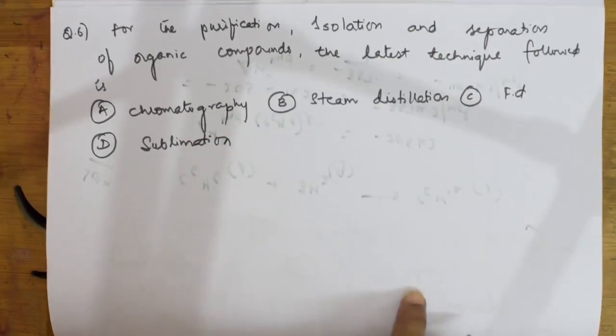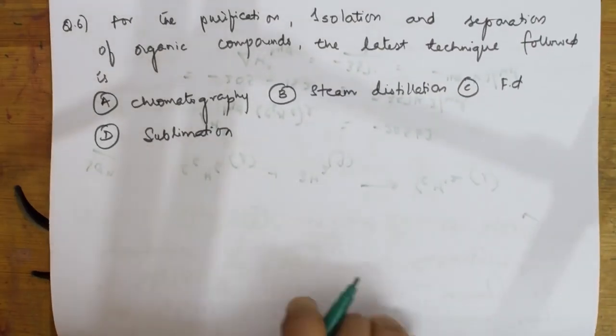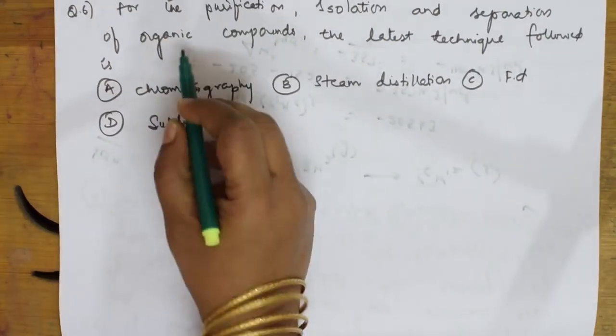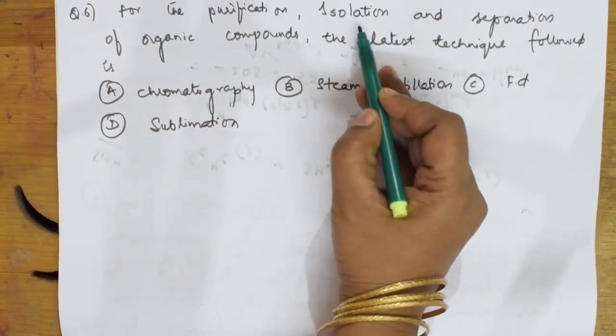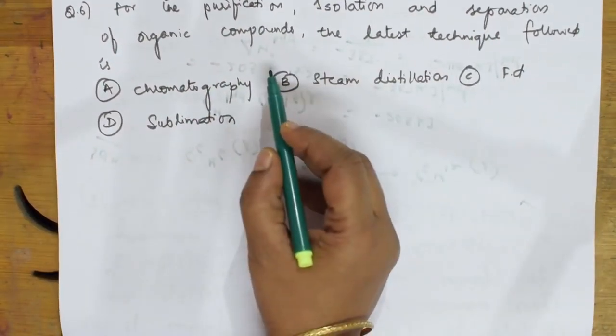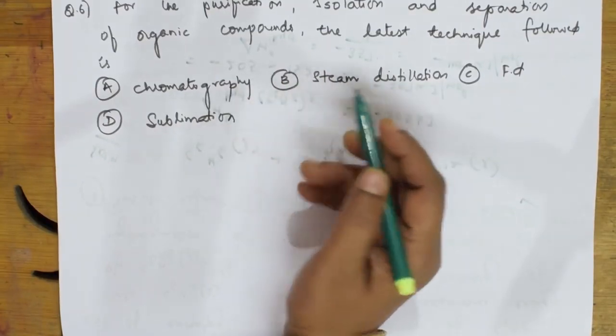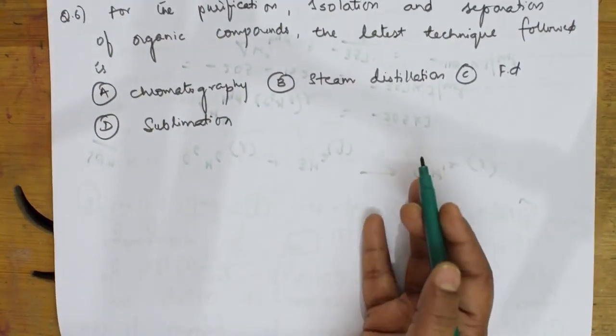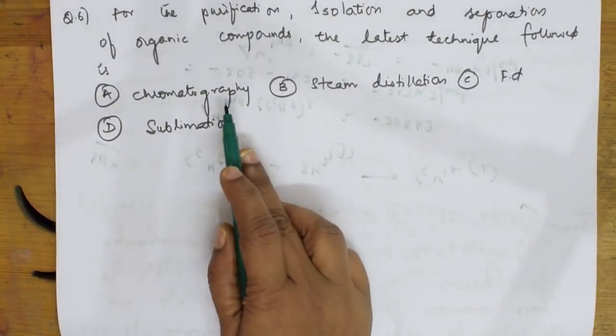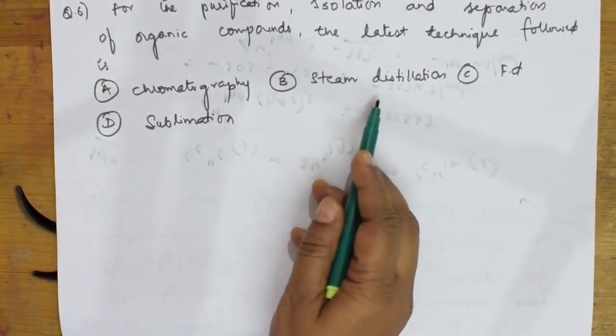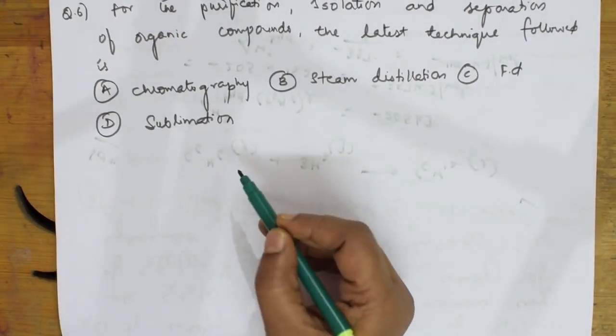Now let's come back and read the next question, students. Very easy question, I believe. Let's see this. What do they give us? For the purification, isolation and separation of organic compounds, the latest technique followed is, okay, so for purification, isolation and separation, what is the technique? They've given us 4 different techniques here: chromatography, steam distillation, fraction distillation and sublimation.